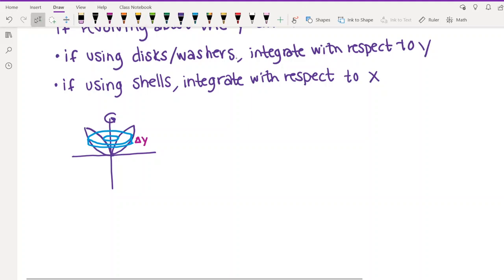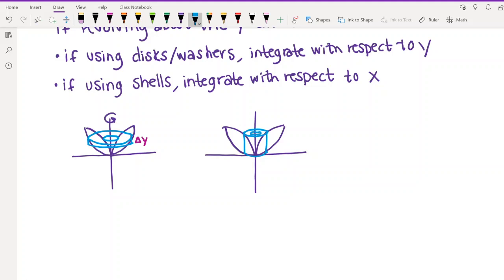Whereas if you wanted to do that same shape and use cylindrical shells instead, here would be an example of a cylinder. In this case, if you're measuring the thickness of this cylinder, it would be a thickness in terms of x. And so you would end up with dx, and so you're integrating with respect to x.